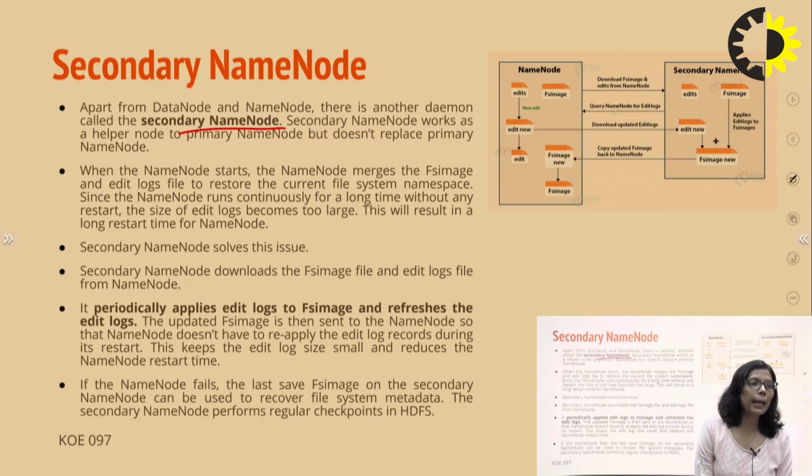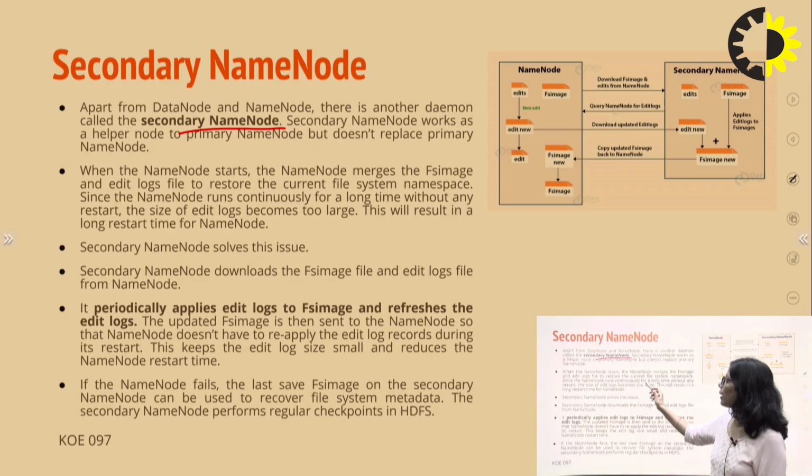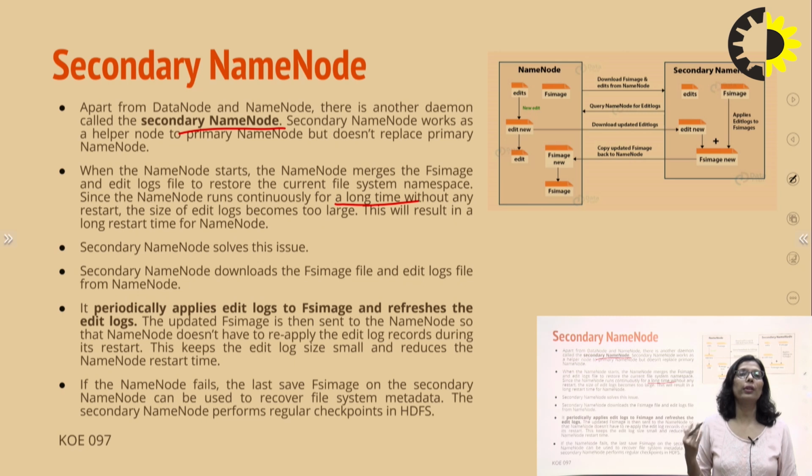Secondary name node is a similar daemon which functions the same as your name node. Whenever name node starts, the name node merges the fs image and edit log files to restore the current file system. Now, when it runs continuously for a long time without a restart, the edit log size increases. So, it will take more time to restart. Secondary name node solves this issue.